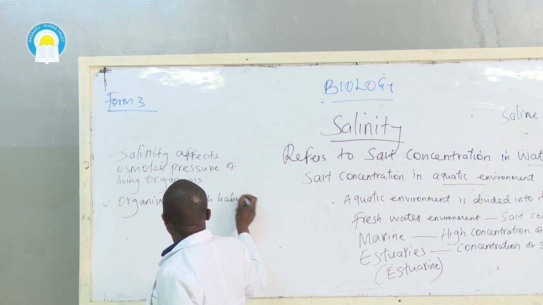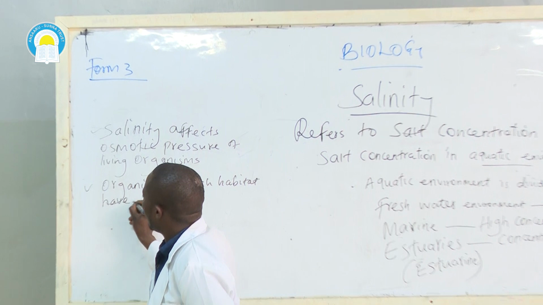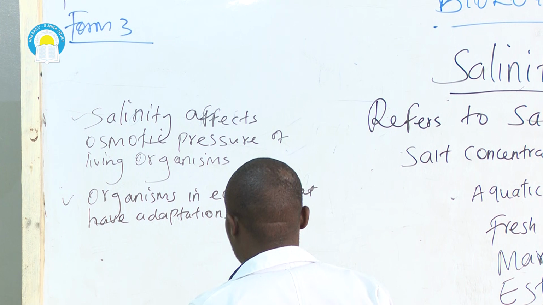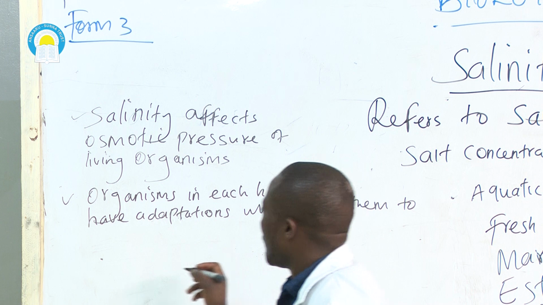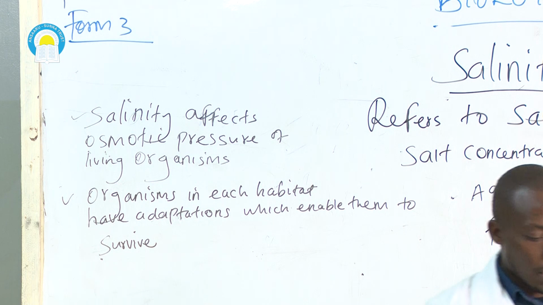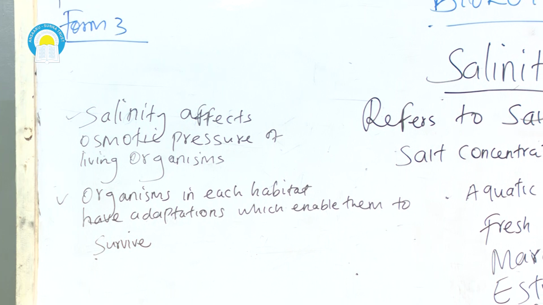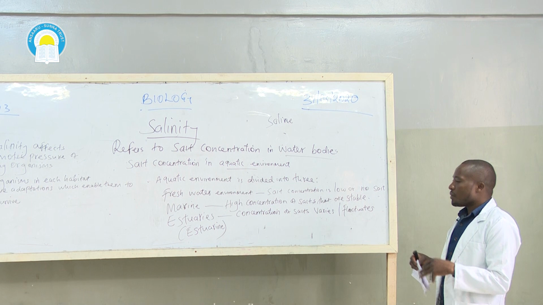Organisms in each habitat have adaptations which enable them to survive. Every organism, for example one surviving in the Indian Ocean, which is a marine environment, has some adaptations which make it survive there.